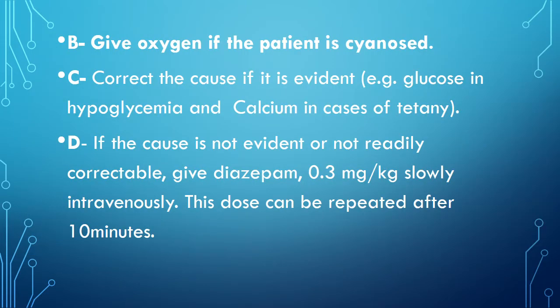When the child reaches the hospital, oxygen is given. Correctable causes of convulsion should be managed. Hypoglycemia and hypocalcemia should be detected early and treated. Diazepam is given slowly intravenously to control the seizure, and the dose can be repeated after 10 minutes a single time if the seizure continues. If there is no intravenous line, diazepam can be given rectally in a dose of 0.5 mg per kilogram.